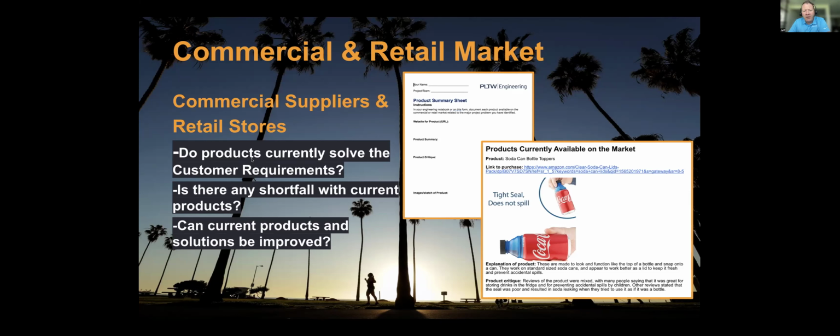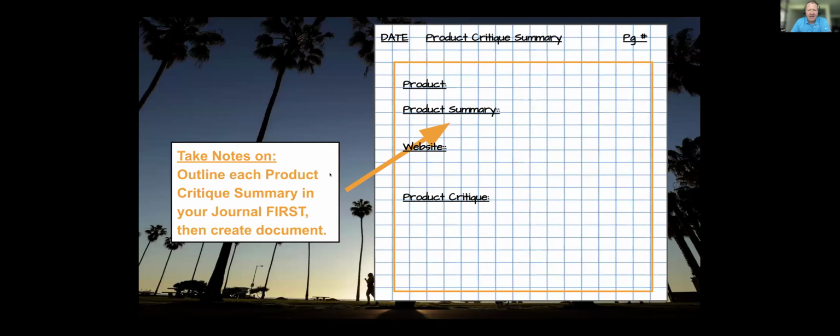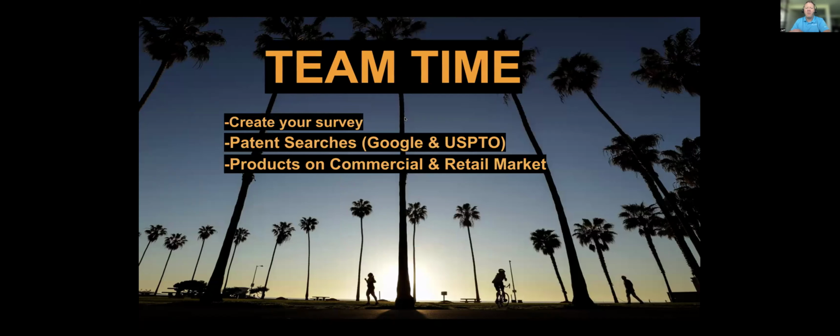But again, we're looking at those products. Do they meet the needs and wants of our customer? Are there any shortfalls? Can any of these products be improved? By the time they get to element B, they have done all of their research. They have done all their surveys and gotten their responses back, so they have a better understanding of what the customer is looking for. And my students brainstorm everything inside their journal as far as the products go, and then they type up one of those critique forms.